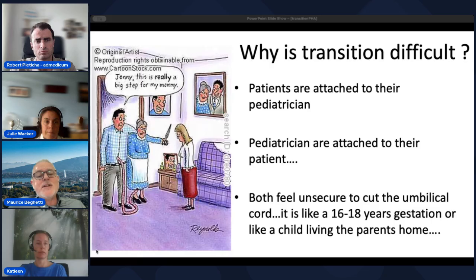So why is transition difficult? I like this cartoon. Patients are attached to their pediatrician. Sometimes we know the patients for 15, 16, 17, 18 years. And the pediatrician is also attached to his patients. So both feel very insecure to cut the umbilical cord and at some point say, okay, bye-bye. So it's a very, very long gestation. And sometimes the transfer is not easy for everybody: patient, parents, and doctors. Next.